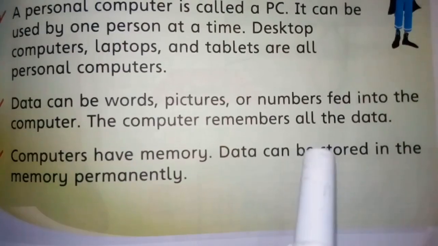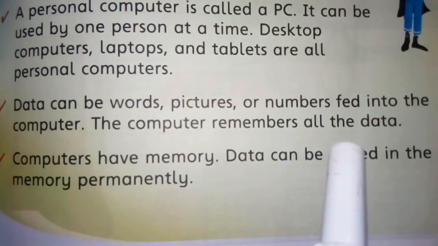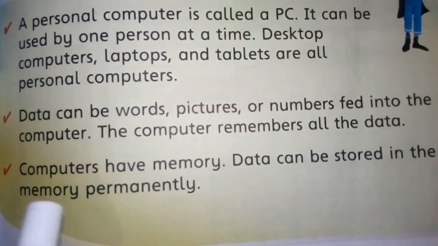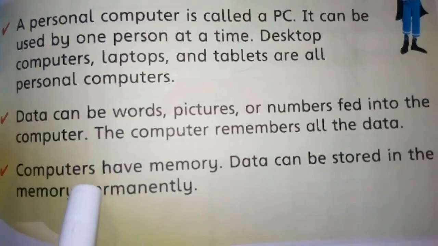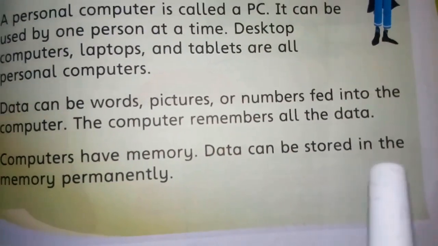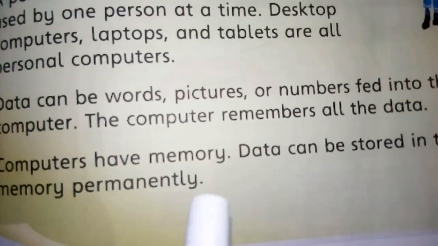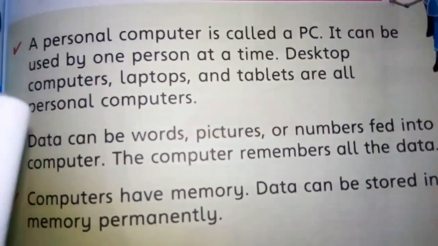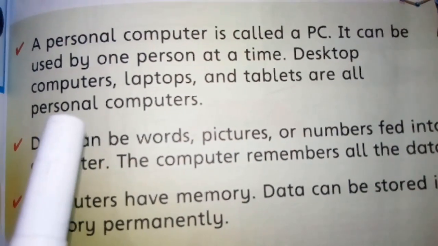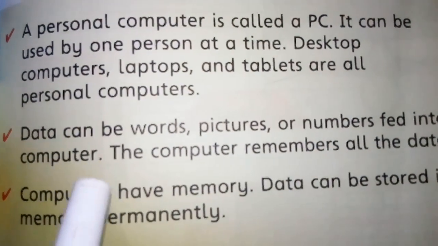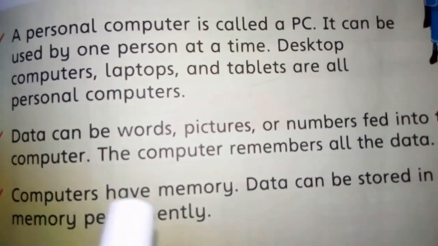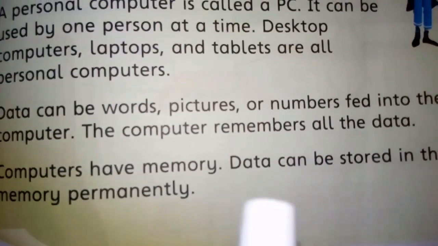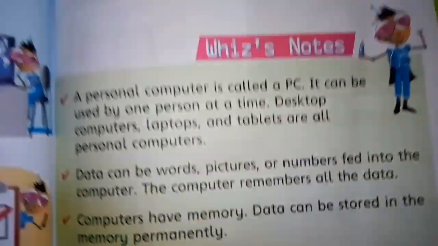The computer remembers all the data. Computers have memory. Data can be stored in the memory permanently. Two to three things are very important. What is PC? What does PC stand for? What are desktop computers, laptops, and tablets called? Data can be words, pictures, or numbers, and it is stored. The computer has memory, and data is stored in its memory permanently.